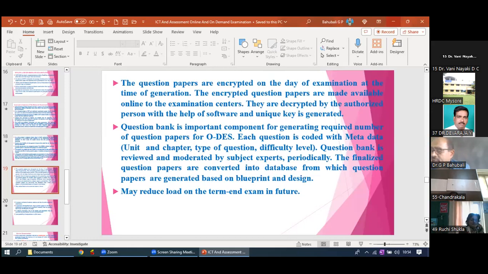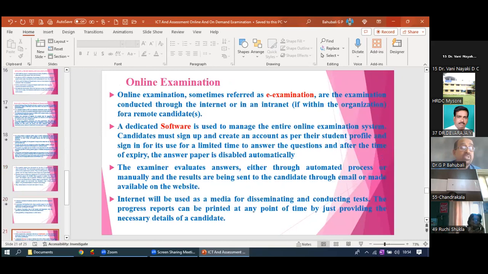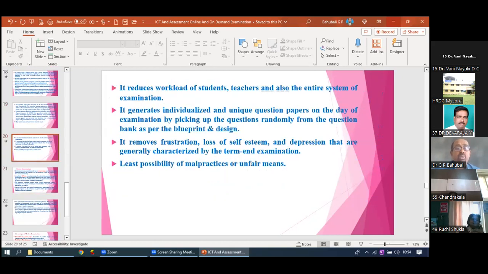And then the question bank is an important component required for question papers for ODS. Each question is coded with metadata: unit and chapter, type of question, and difficulty level. The question bank is reviewed and moderated, and may reduce the load of term-end examinations in future. So these are some of the important salient features of this online examination.